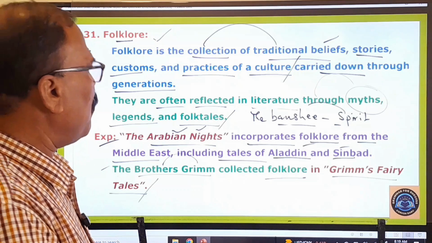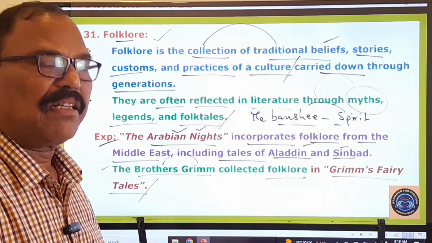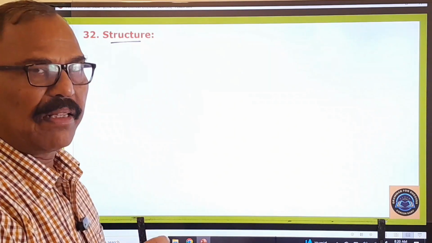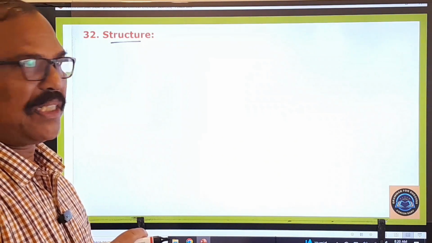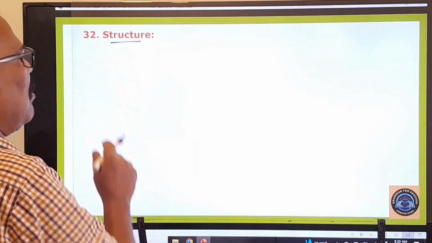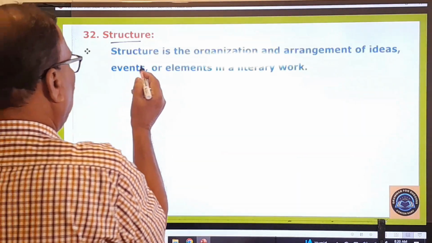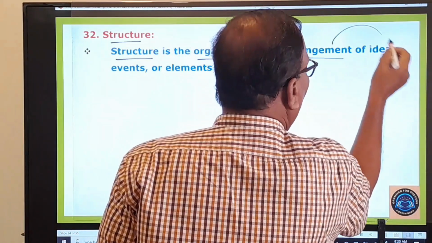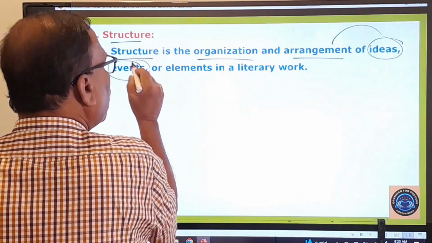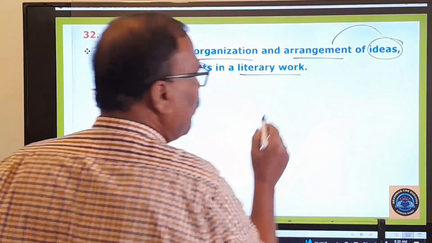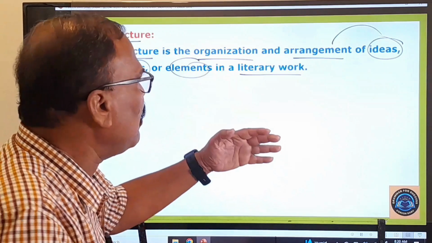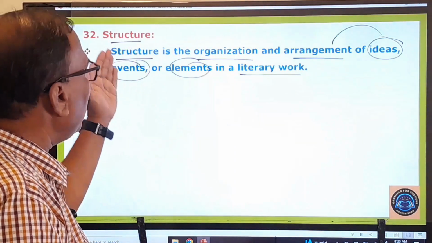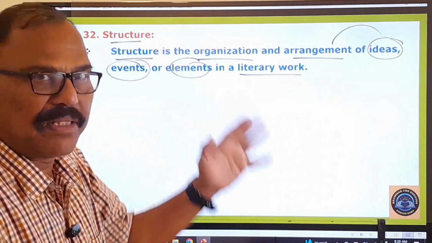So now let's move on to learn about the next literary term. That is the second one, structure. This is the last but one literary term. What is this structure? Let us see what it is. Structure is the organization and arrangement of ideas, events or elements in a literary work. Structure is nothing but the systematic arrangement of ideas, events, elements in a literary work.